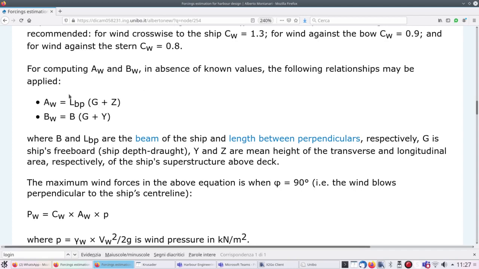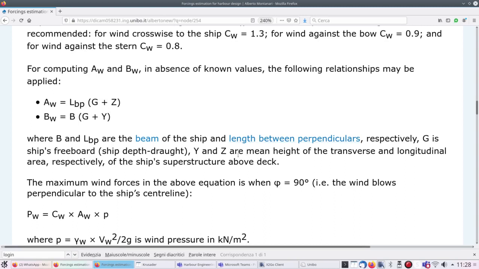Of course, they depend on the length between perpendiculars, and therefore they depend in some way on the length of the ship that you are assuming as design ship. And they depend also on the ship freeboard. And then they depend on Z, which is mean height.